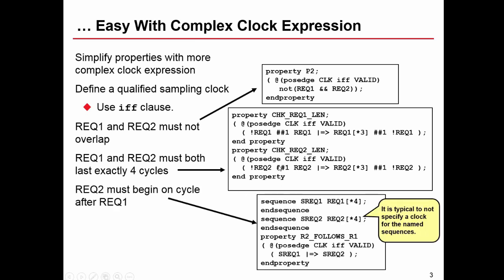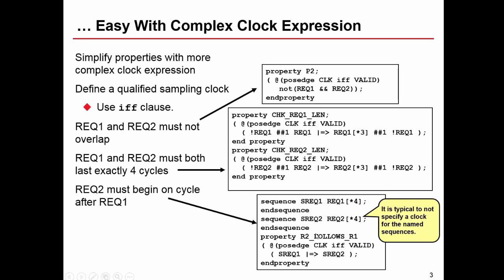These don't check, of course, that we have rec2 starting in the cycle immediately after rec1, so we need another property to do this. We define a sequence with a name, so our named sequence is 4 consecutive occurrences of rec1. Consecutive means consecutive occurrences of posedge clock with valid being true, and likewise for the signal rec2. We could have, again, made this more efficient by defining a parameterized sequence and just passing in the name of the signal. We could have saved ourselves a lot of work, a lot of repetition.